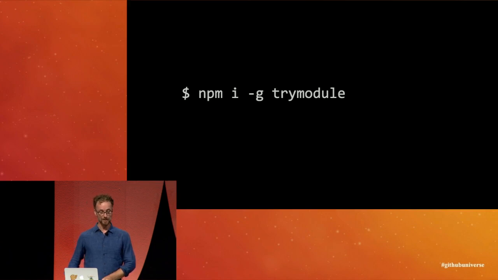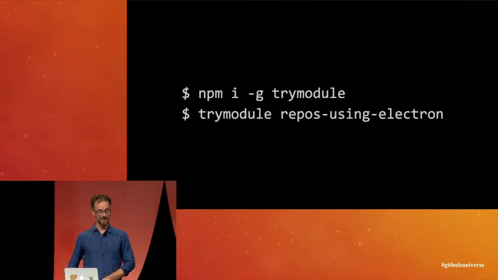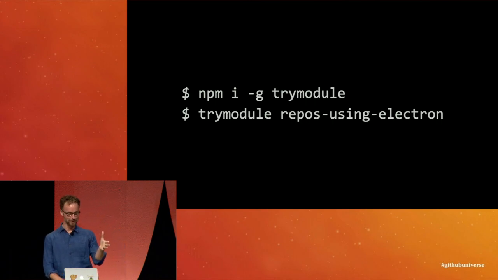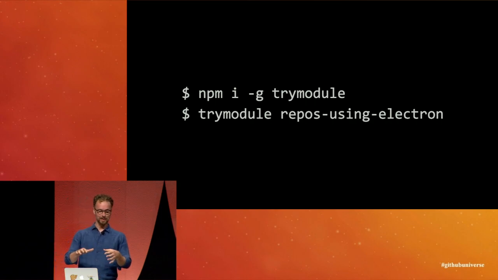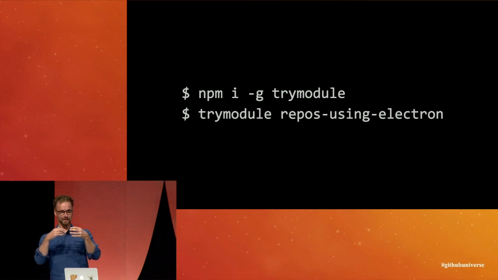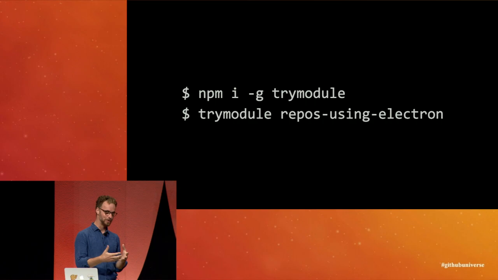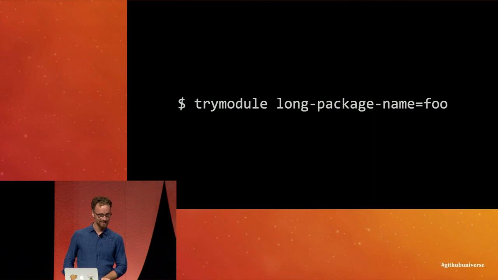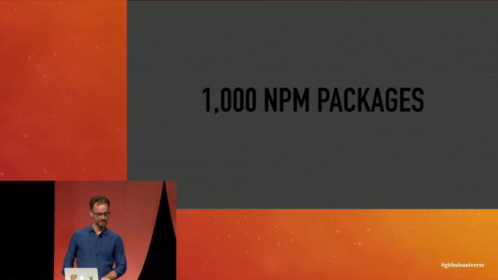Top forked apps. Only have 45 seconds. Okay, this is a good one for you to know about. try-module is my favorite node module. You install it globally, and then when you type try-module and the name of a module, it opens up a REPL, an interactive console, with that module loaded for you. So whenever you're trying out a new module, you can open up this REPL and figure out if it works for your use cases. It's really fast.